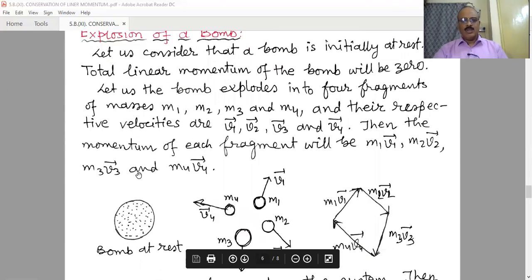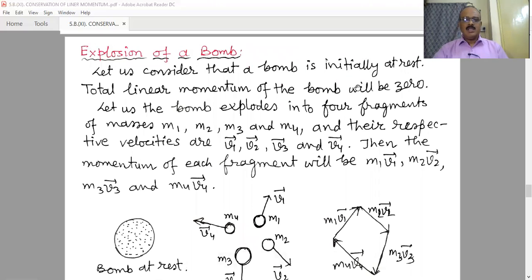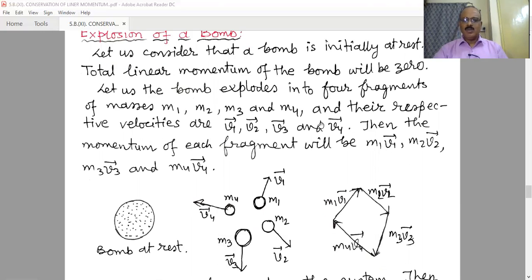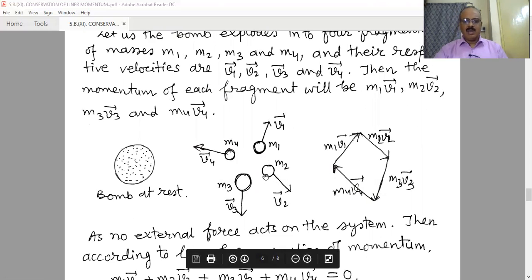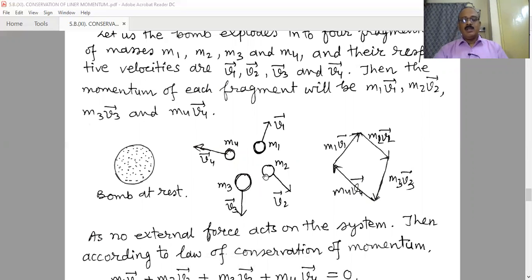Now, another example: the explosion of a bomb. Let us consider that a bomb is initially at rest. The total linear momentum of the bomb will be 0. Let the bomb explode into 4 fragments of masses m1, m2, m3, m4, and their respective velocities v1 vector, v2 vector, v3 and v4 vector. Initially the bomb is at rest, and after the explosion there are 4 fragments. These 4 fragments must move in different directions, because the velocities must be in different directions.